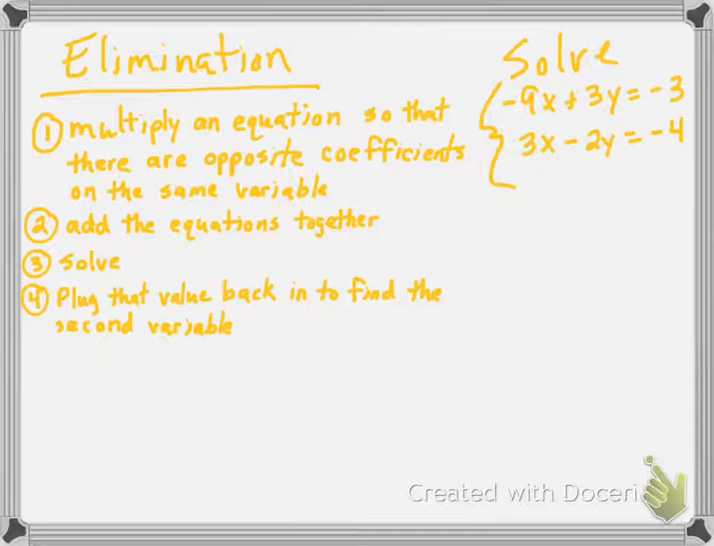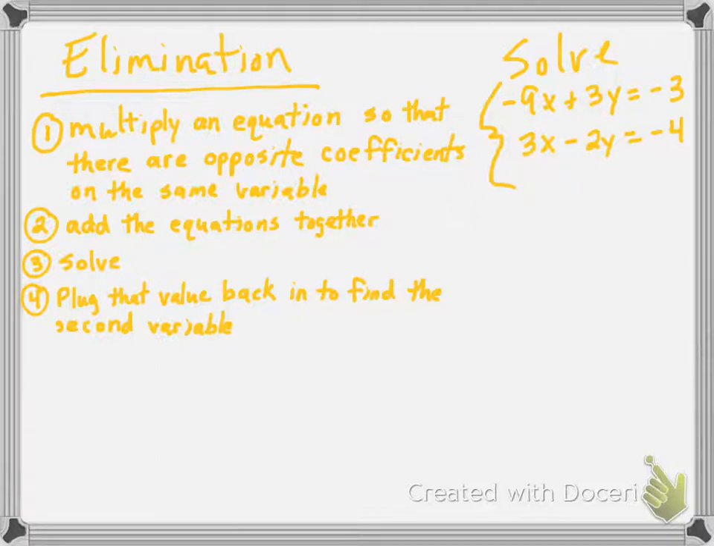Okay, now I start looking over here at the y's. I'm not going to be able to multiply anything to just turn this 2 into a 3 or this 3 into a 2 unless I use fractions. And then I'm going to have fractions everywhere else, so that's probably not the best idea. But the 3 and the negative 9, that would be pretty simple, because I could turn the 3 into a 9 very easily, and then negative 9 and positive 9 would be opposites.